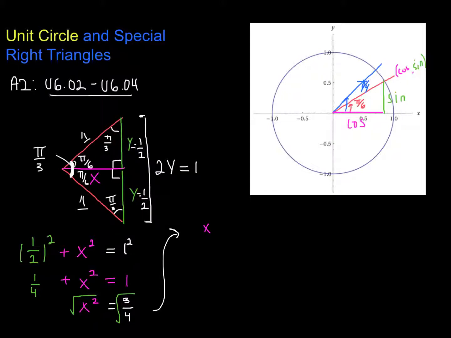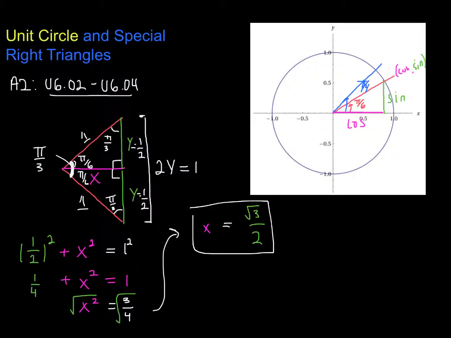And that is going to be equal to, and thinking back to our exponent rules, we can apply the square root to both the numerator and denominator separately. So I'll have the square root of 3 divided by the square root of 4, which is 2. So the value of x is the square root of 3 over 2.